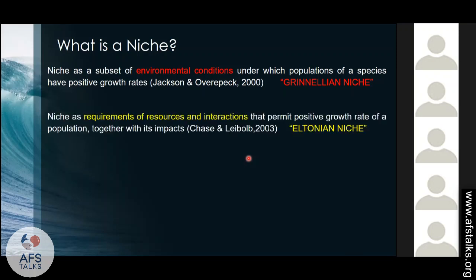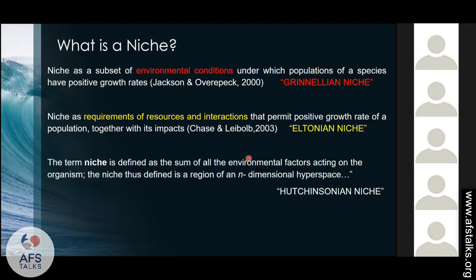Later, in 2003, the Eltonian niche describes niche as a requirement of resources and interactions that permit a positive growth rate of the population, together with its impact. Here we see the biotic interactions or the ecological concepts of niche. And later, Hutchinson introduced certain terms, and he said that the niche is defined as the sum of all environmental factors acting on an organism. The niche thus defined is a region of an n-dimensional hyperspace. Hutchinson also put forward two types of variables: bionomic variables, that is linked variables or direct variables, often referred to as biotic variables. And the next is scenopoetic variables, that is non-linked variables, or environmental or abiotic variables.